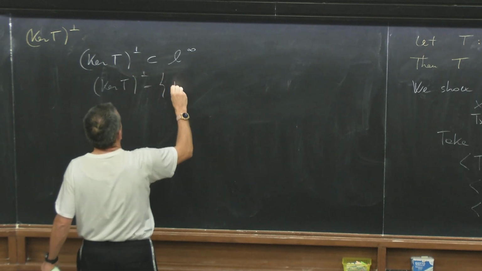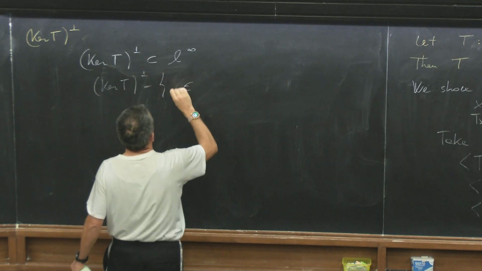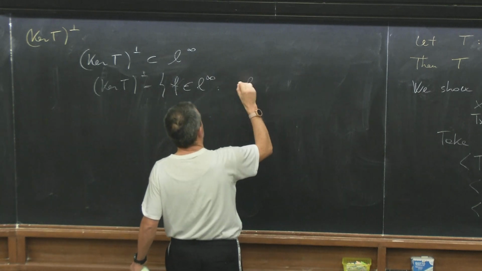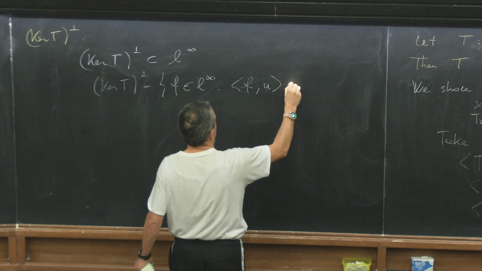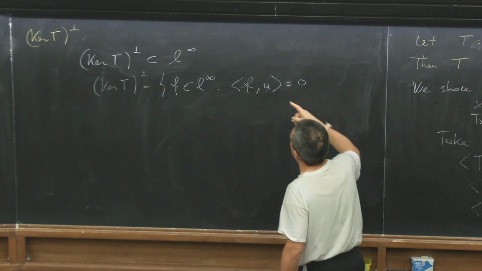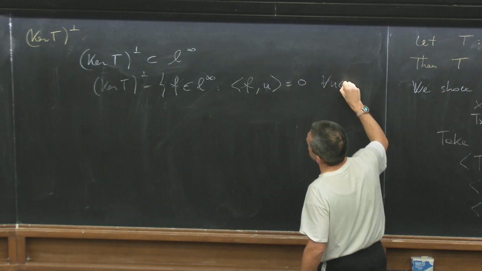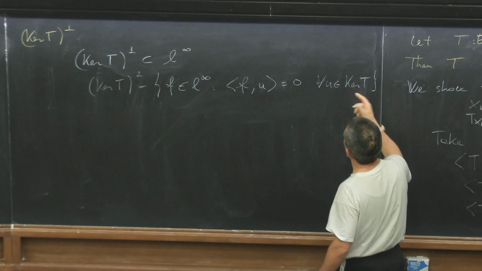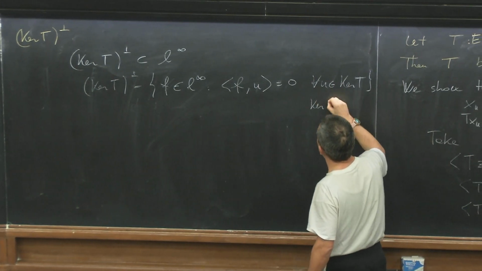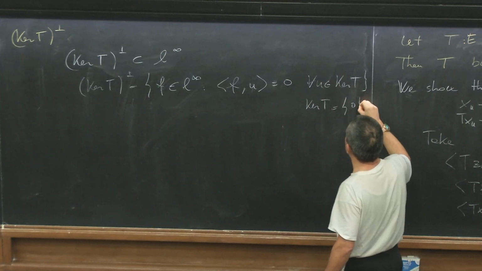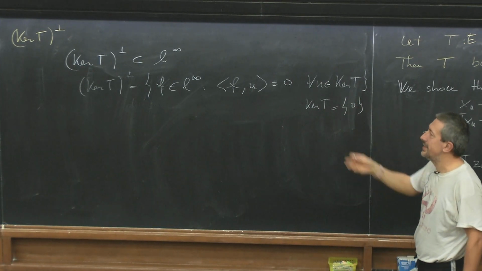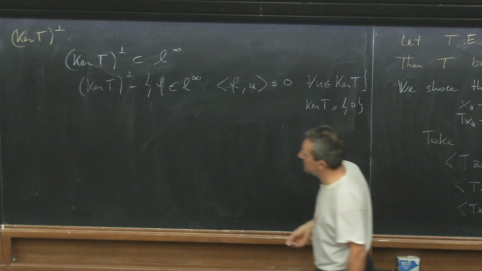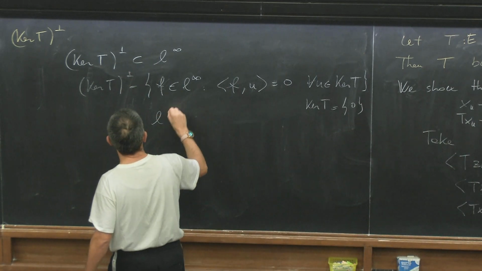are the vectors V in L infinity such that the duality is 0, but now for all U which is in the primal space, which is the kernel of T. But now the kernel of T is only the vector 0, so 0 times any F is 0. So this is equal to L infinity.